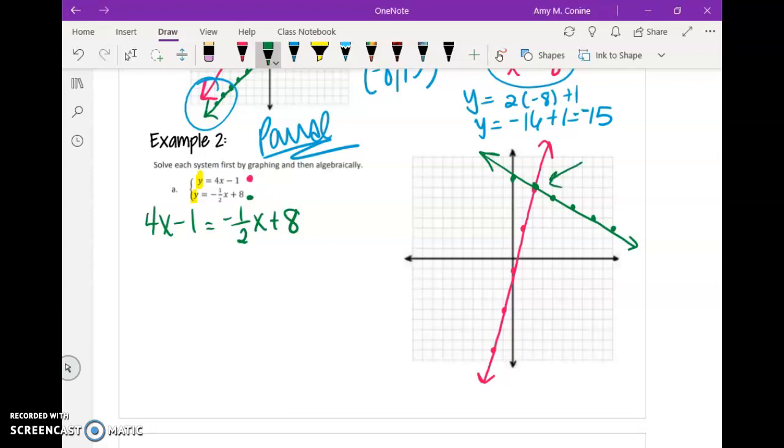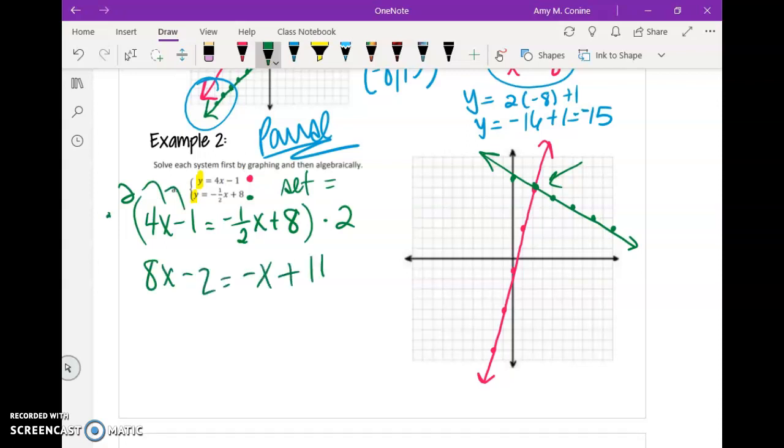So we've got two y's that are by themselves, and we know with substitution that's exactly what we need. So we're going to set them equal to each other. Okay? Then we're going to multiply both sides by 2 to get rid of our fraction so that we don't have to deal with that anymore. So now we have 8x minus 2 equals negative x plus 16. Then we can move around everything we need. So we have 9x equals 18. We divide and we should get x equals 2.